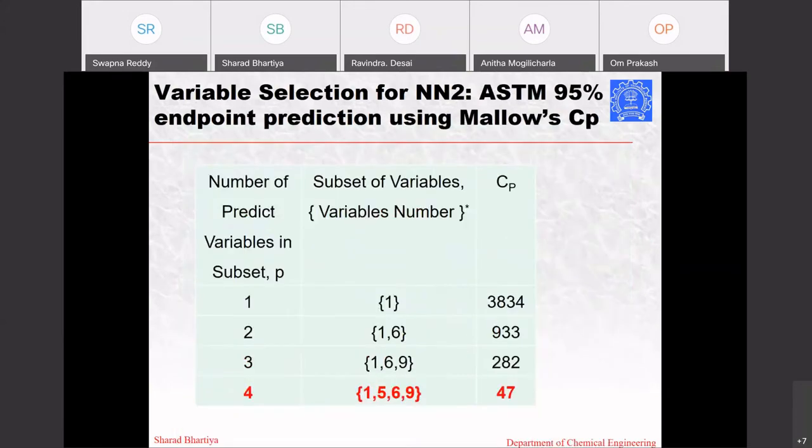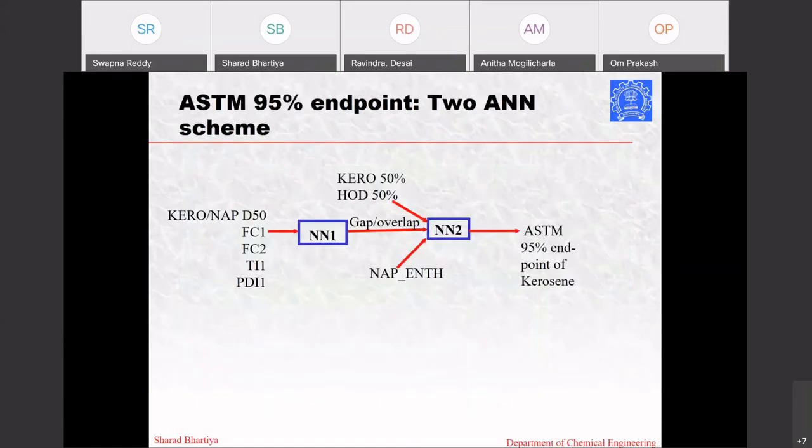I will skip this because it's not of direct interest. We thought that fundamentally there is one property called gap overlap, which then critically decides the ASTM 95%. So let's predict that gap overlap first, and then predict this 95% temperature. But this gap overlap is not an observable; it's only in a campaign mode that we had values of gap and overlap.